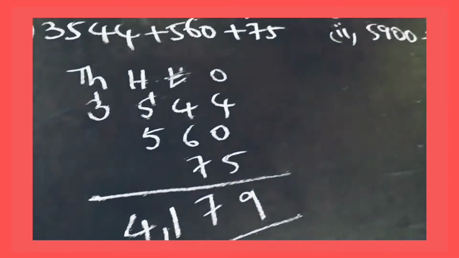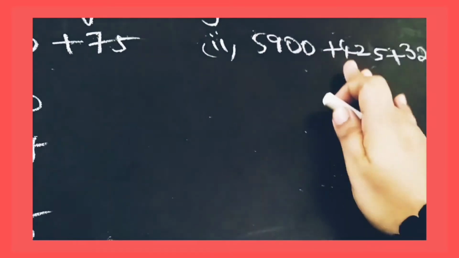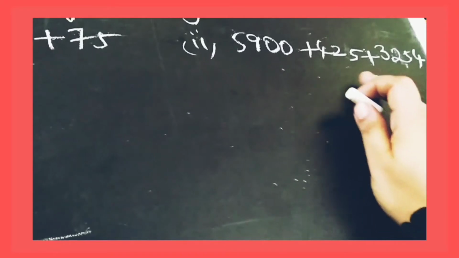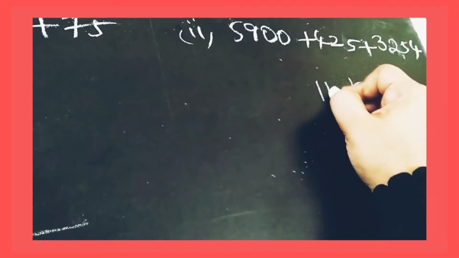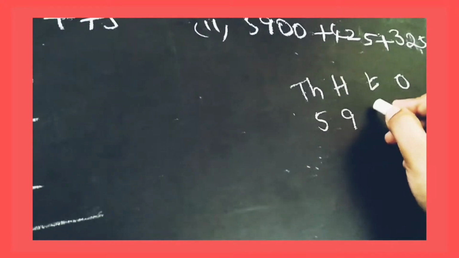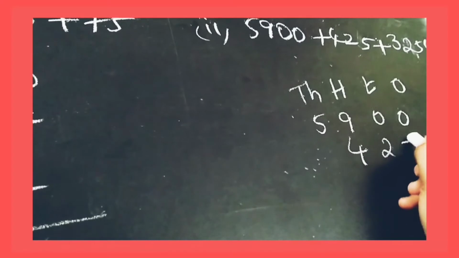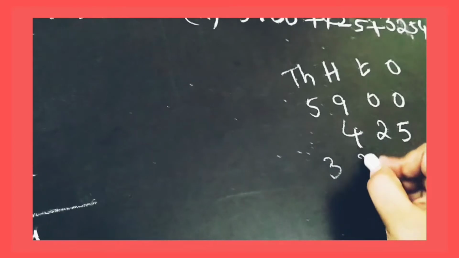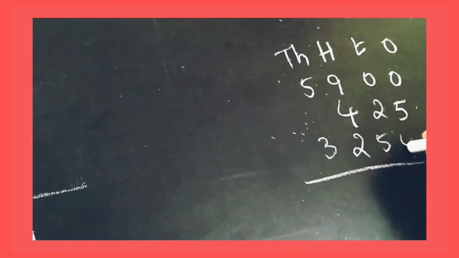So second one. What is the second one here? It is 5900, 425 and 3254. Again here also 1000 is there. So ones, tens, 100 and 1000. So it is 5900. Next one is 425. Third one is 3254. Now add it. 5, 6, 7, 8, 9.